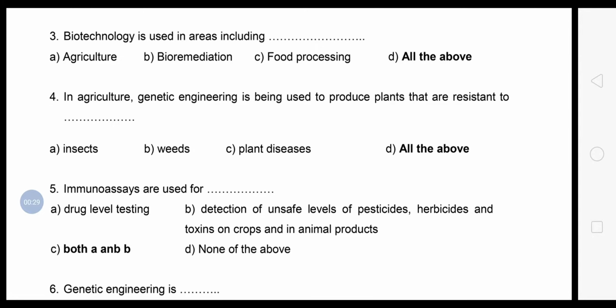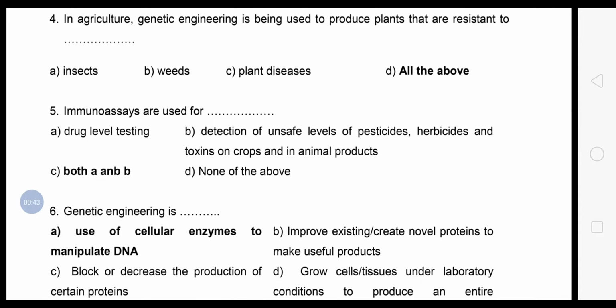In agriculture, genetic engineering is being used to produce plants that are resistant to maybe insects, weeds, plant diseases. So here the option is D. That is all the above.